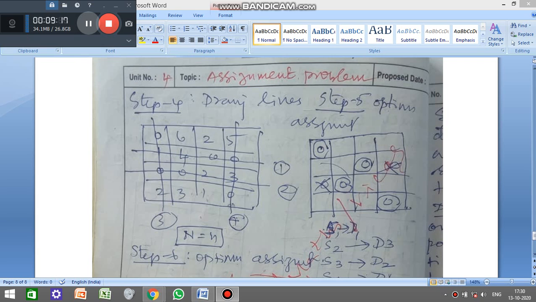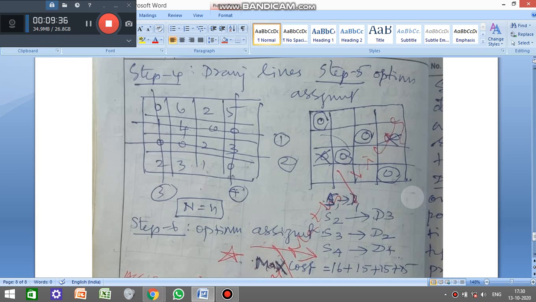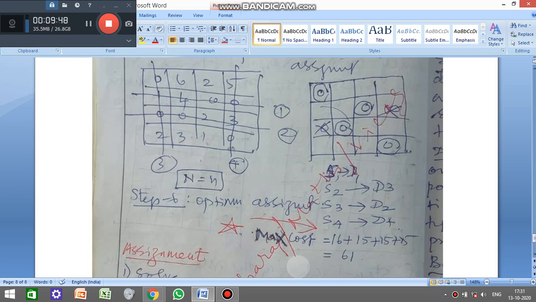Now come to the third row. In the third row the first box is already struck out, so the second box I am assigning. Now the last row, last column I am assigning. Now what am I getting? I am getting the best assignment as given on the screen: the first salesman to the first district, second salesman to the third district, third salesman to the second district, and fourth salesman to the last district. If we do so, the maximum profit we will get is 16 plus 15 plus 15 plus 15, which is 61. So this you have to get from the given matrix. Thank you.